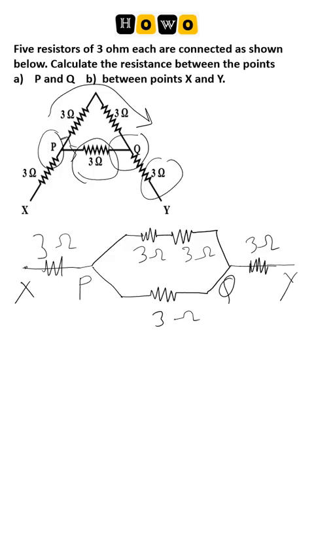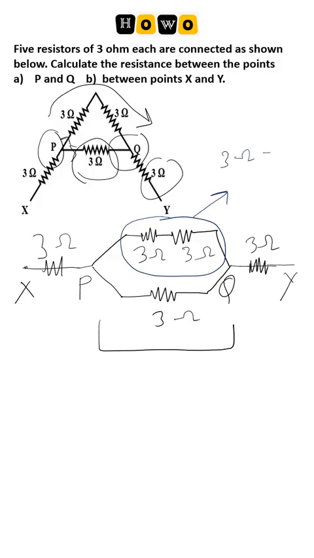Let us find out the total resistance. First of all, we'll be solving for this part. So for this part, let us find out the total resistance. If I join these two resistors, the total resistance will come out to be 3 ohm plus 3 ohm. That is giving me the value of 6 ohm.